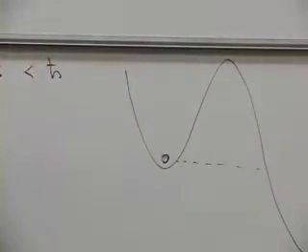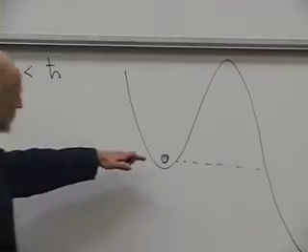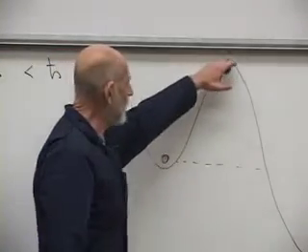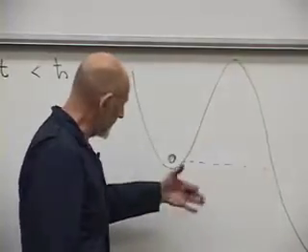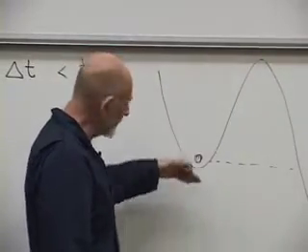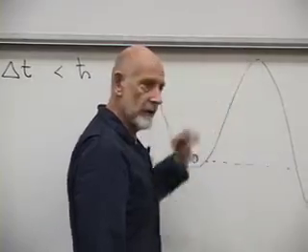Now, the kinetic energy of a particle is always positive, right? In here, it has a certain amount of energy. It has a much higher potential energy over here. This is an ordinary potential function. The potential energy is up here.